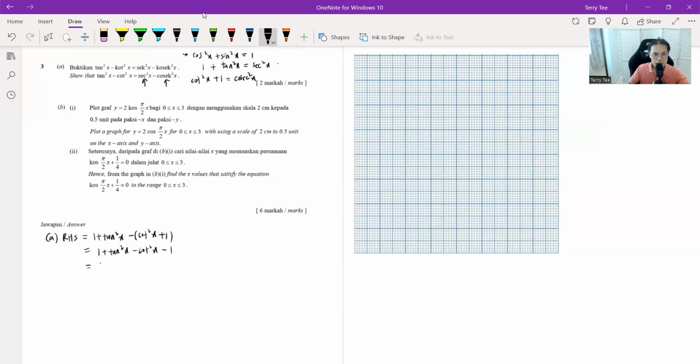Tangent square, you're left with tangent square minus cotangent square, which is exactly my left-hand side. Okay? All right, second part. Plot the graph for y equals 2 cos(pi over 2 x) for x between 0 and 3.